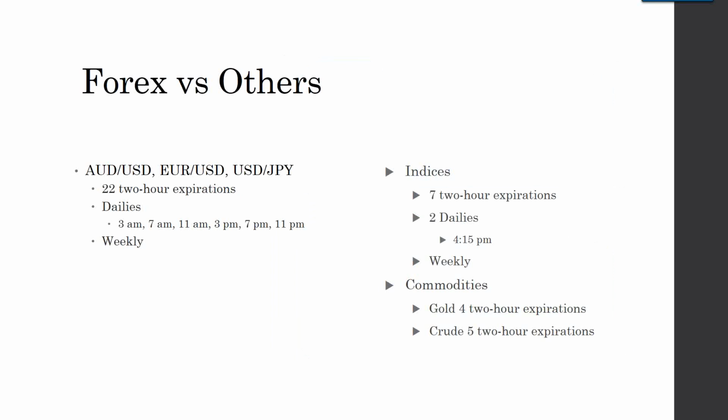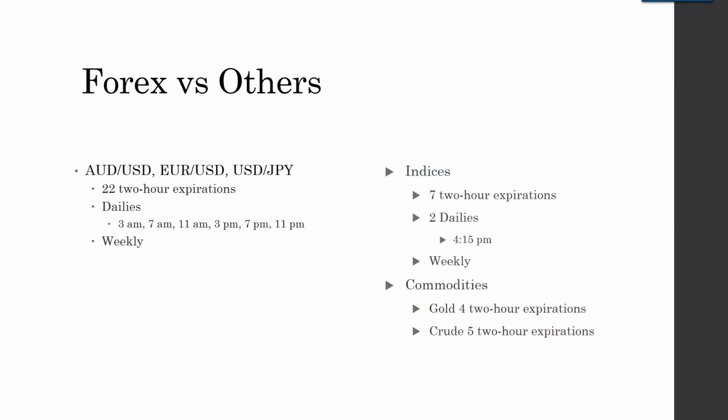Now, on the Aussie dollar, Euro dollar, USD JPY, you have 22 2-hour expirations. You also have dailies for 3 a.m. expirations, 7 a.m., 11 a.m., 3 p.m., 7 p.m., and 11 p.m. And then you also have a weekly expiration.